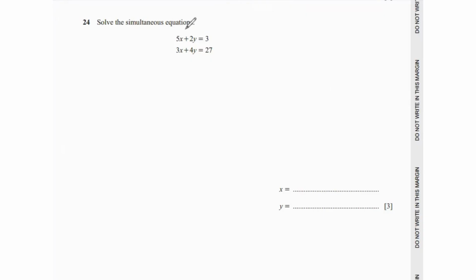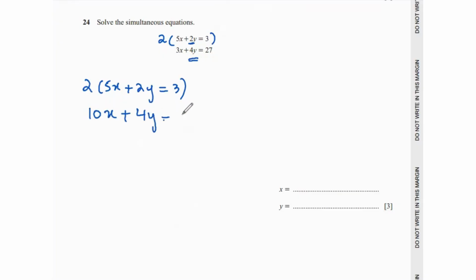The reason why I'm picking y is because y has a coefficient of 4 over here and 2 over here. For us to eliminate y, we need to make the coefficients equal. And it is easier to make the coefficient equal for this one because we just need to multiply the first equation by 2. It becomes 2 times 5x plus 2y equals to 3. So when you expand the bracket, we get 10x plus 4y equals to 6. Now, as you can see, both the y's have the same coefficients in the equations.